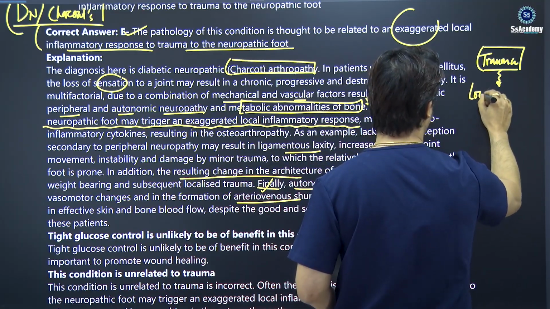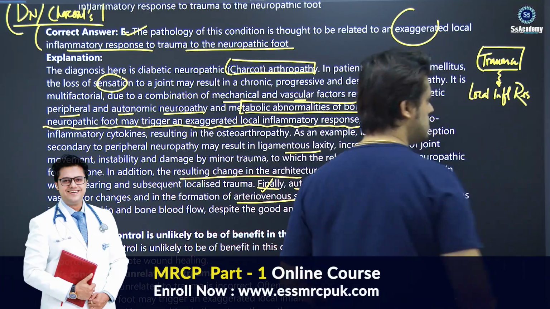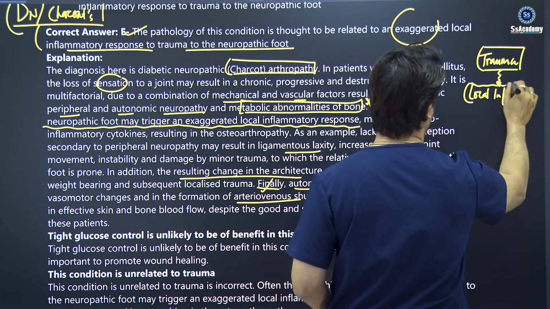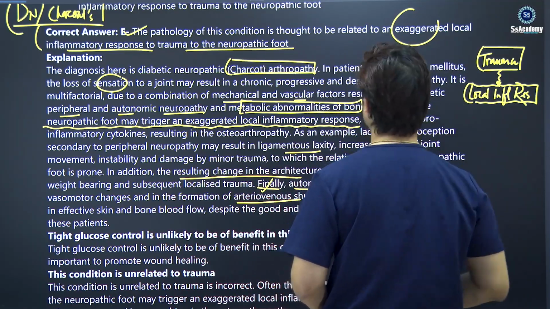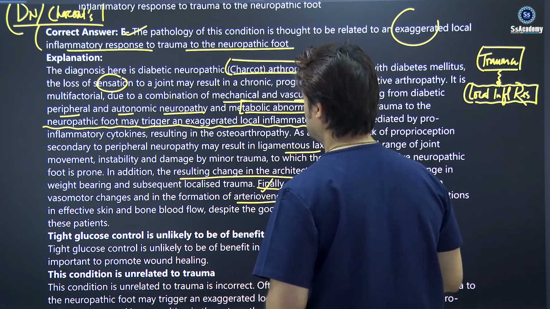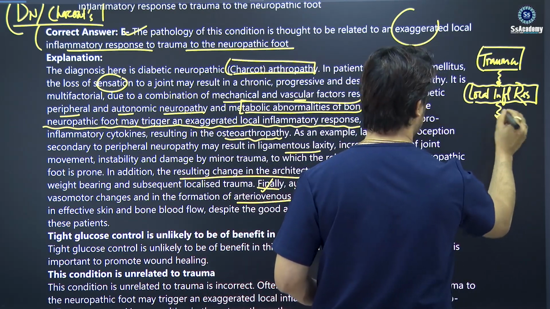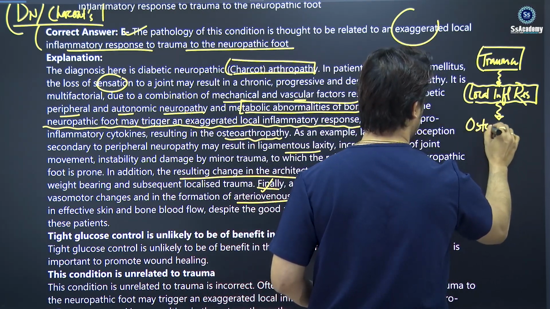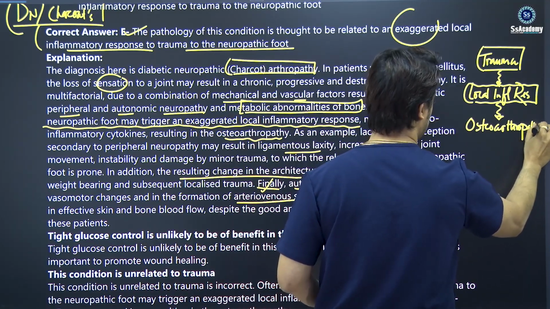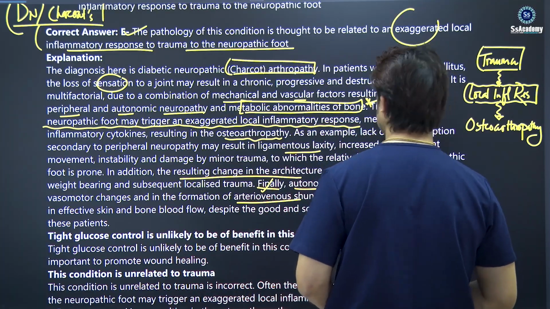So local inflammatory response. Trauma leads to the local inflammatory response. Just write it down. That leads to the osteoarthropathy, because of some pro-inflammatory cytokines.